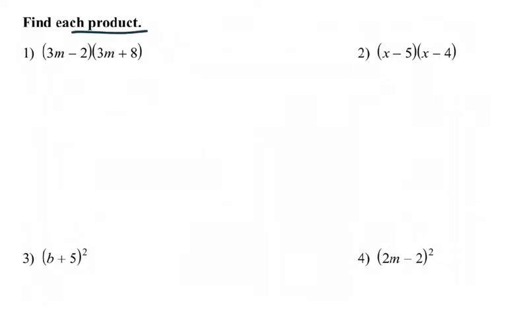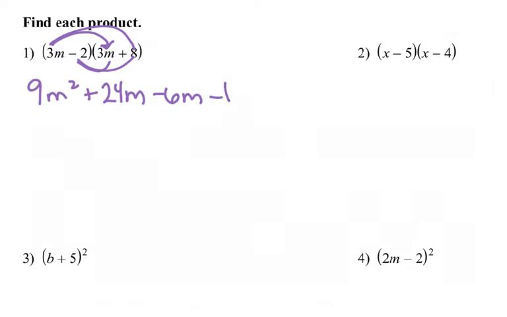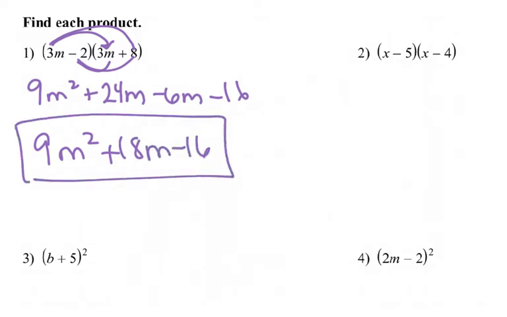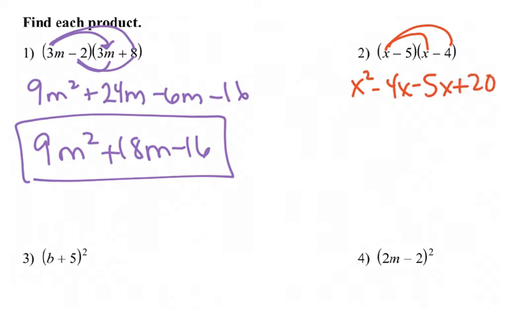We got to make sure that we can do the products of these binomials. This is a skill that we'll keep on using. So remember, you distribute, so you're going to have 9m squared, distribute 24m minus 6m minus 16, simplify it. 24 minus 6 is 18. And so this is our product. Okay, on number 2, distribute. And then simplify.